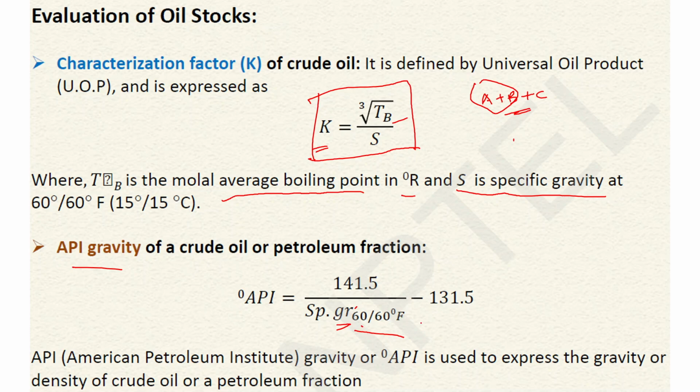So why do we use API gravity in case of crude oil and not specific gravity? It is because the specific gravity of two different cuts of crude oil is very close to each other. Suppose there are two cuts of a crude oil, cut A and cut B, meaning two components are present in a crude oil.